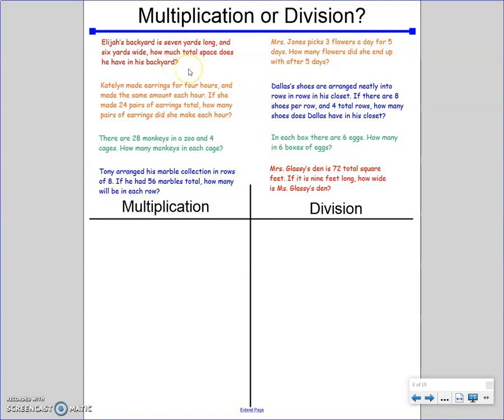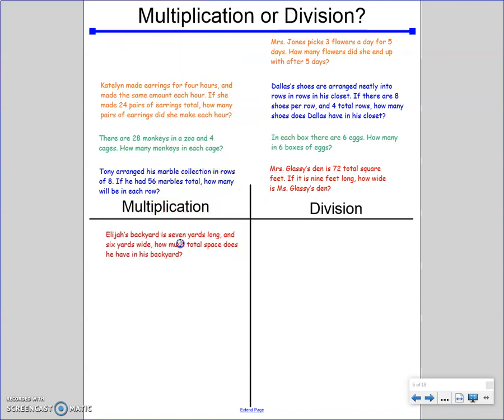Elijah's backyard is 7 yards long and 6 yards wide. So how much total space does he have in his backyard? I'm looking specifically at that question. How much total space does he have in his backyard? It's asking me to find the total space, which is the total area. Since I do not know the total, that's what I'm trying to find. This is a multiplication area problem. I would multiply to find the answer. Take a look at the next problem.